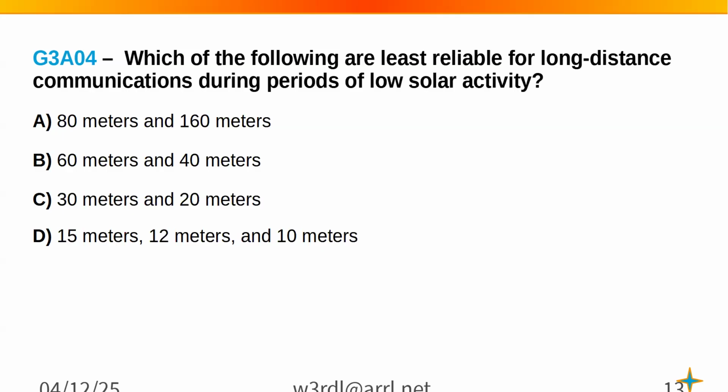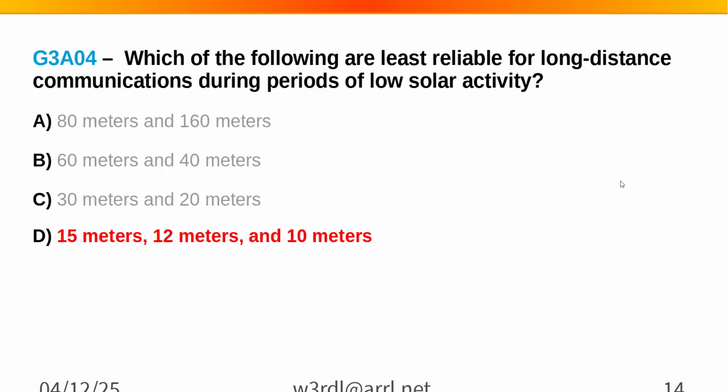Which of the following are least reliable for long distance during low solar activity? It's the long one with 3 of them.